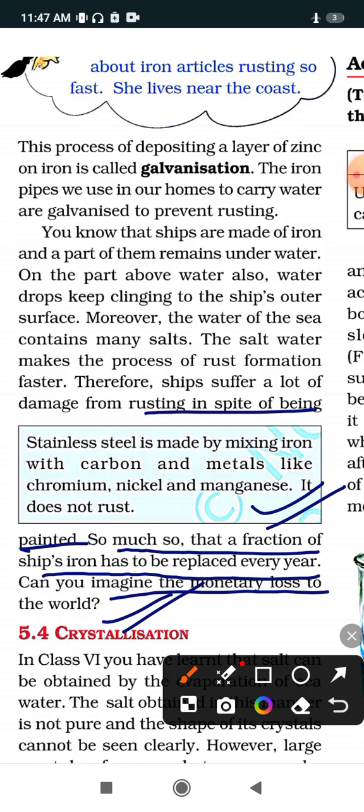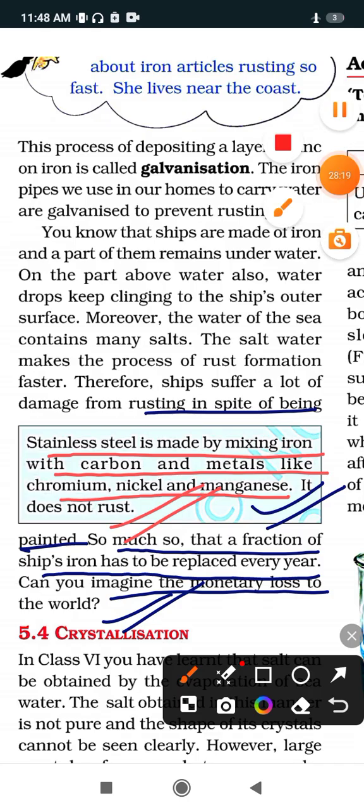So here a table is given. In this table, stainless steel is made by mixing iron with carbon and many metals like chromium, nickel and manganese. It does not rust. So stainless steel is a mixture of iron with chromium, nickel and manganese. Clear? Now we will understand the process of crystallization.